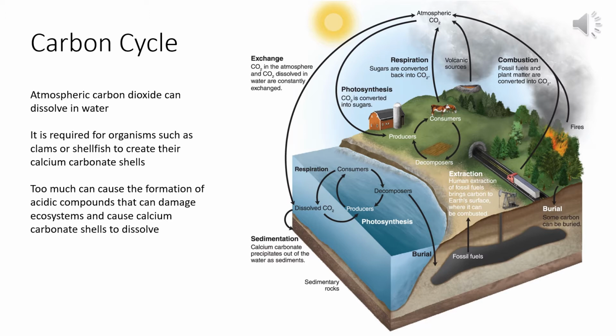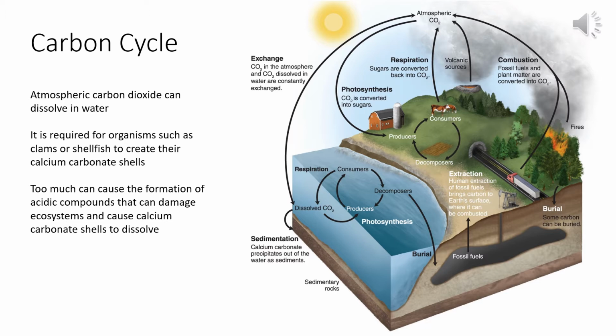When atmospheric CO2 is dissolved into water, it goes through the process of producing an acid. That acid, H2CO3, can break down in the water. That produces H+ and HCO3 negative. The H+ is responsible for contributing to the acidity of ocean water.